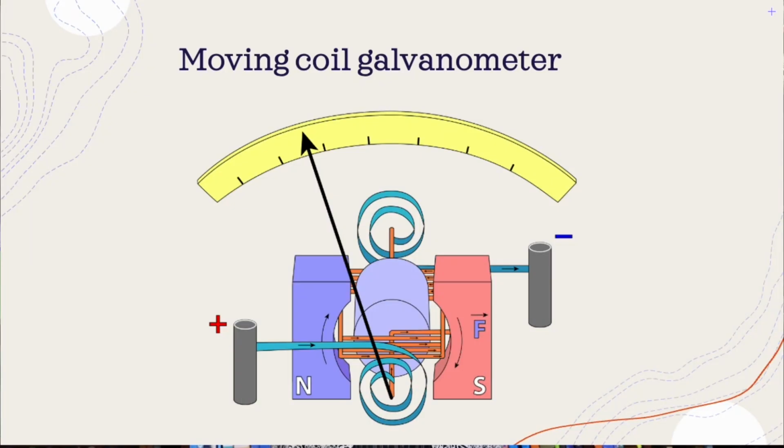Moving coil galvanometer, another important topic. You can see the figure of a moving coil galvanometer, principle involved, theory of a moving coil galvanometer. How can we convert the galvanometer into an ammeter and voltmeter? Very important. The formulas connecting the same also important.